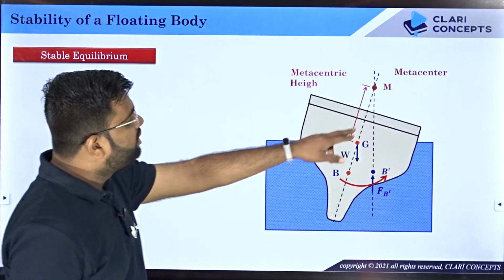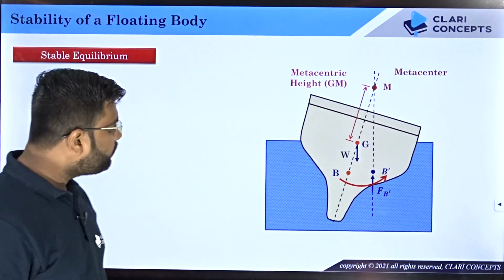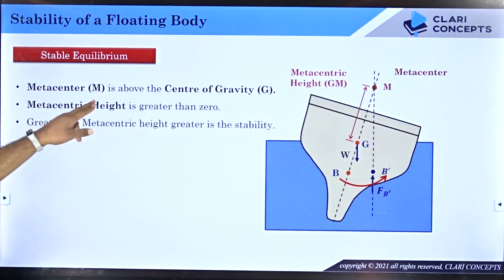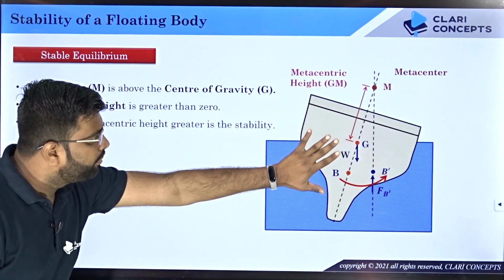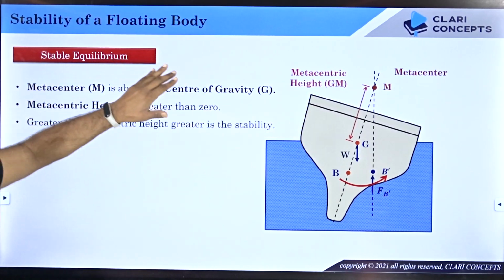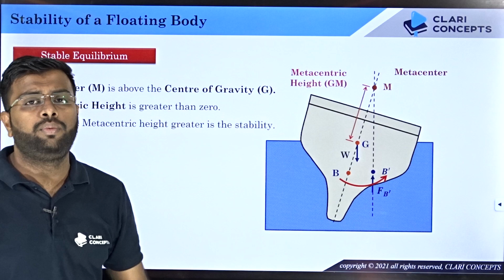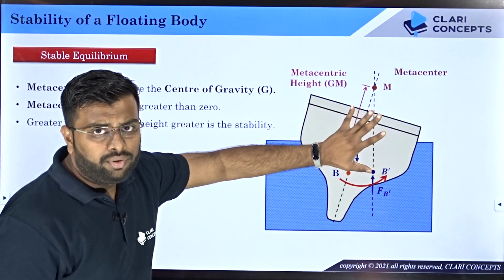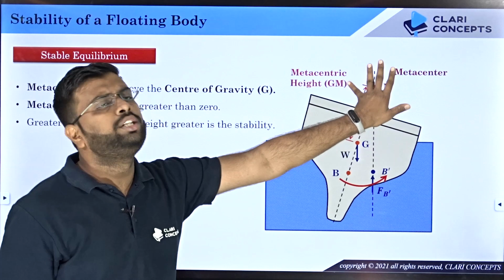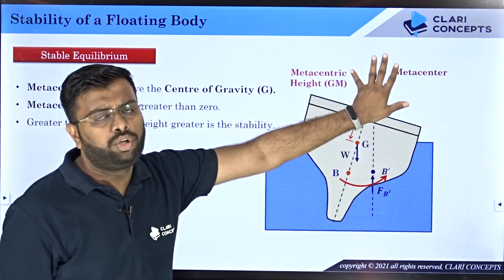Now the distance between G and M is called the metacentric height. So the metacenter is above G. If you look at this orientation, it is called stable equilibrium. So the floating body is in stable equilibrium. Why? Because even after the tilt, if you release the tilt, the body returns on its own to its original position or orientation.